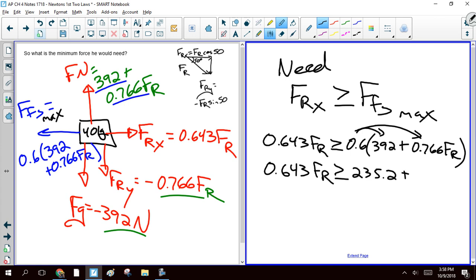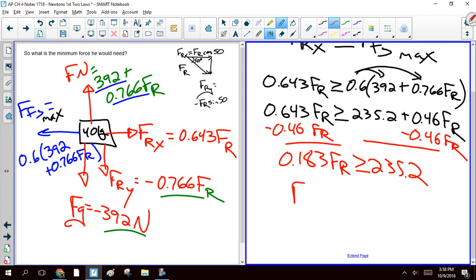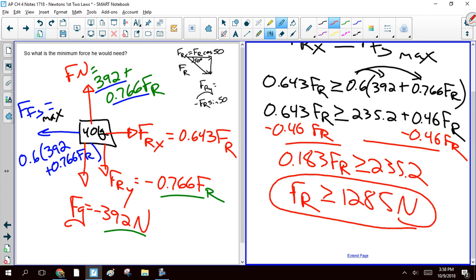plus 0.46 force of Roy. So now subtract, and you get 0.183 force of Roy. Has to be bigger than 235.2. So divide both sides, and the force of Roy has got to be bigger than 1,285 newtons. Okay.